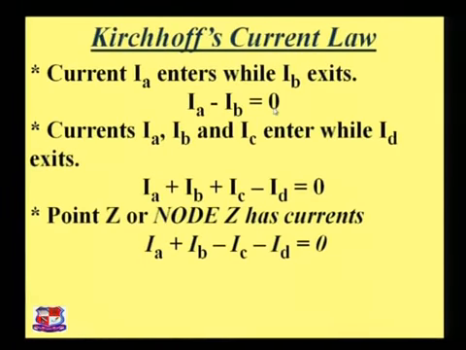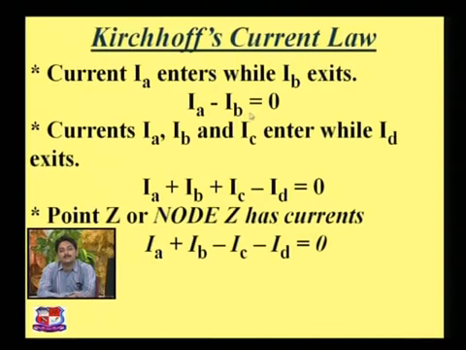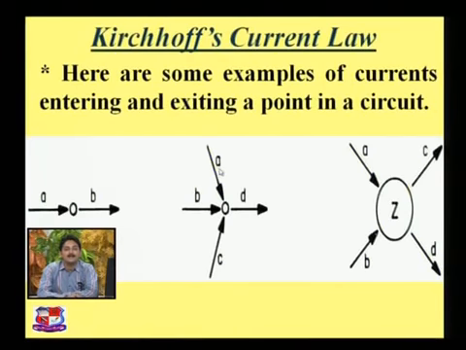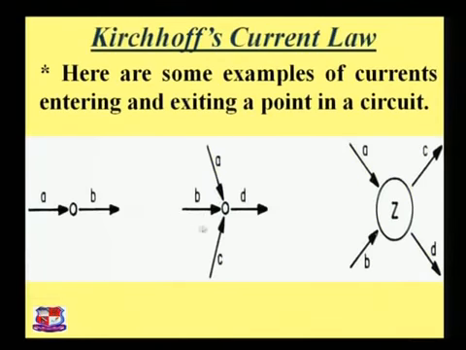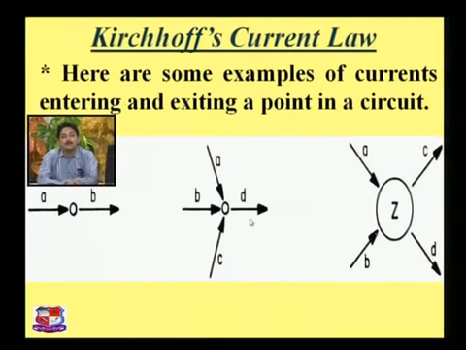We take the positive sign if the current enters the node, and if the current exits the node, then we take the sign as negative. So we can say that IA minus IB equals 0 for figure A. Then for figure B, we can say IA plus IB plus IC, because all three currents are entering the node, so they are all considered positive, but minus ID, because ID is flowing out of the node.